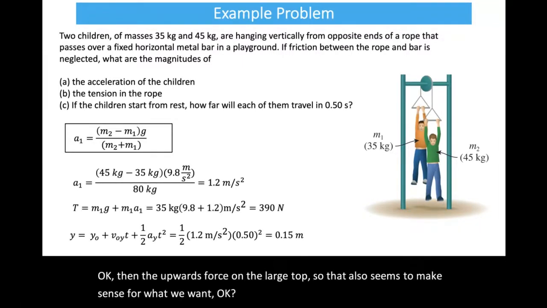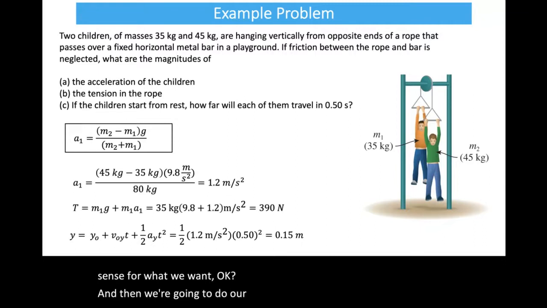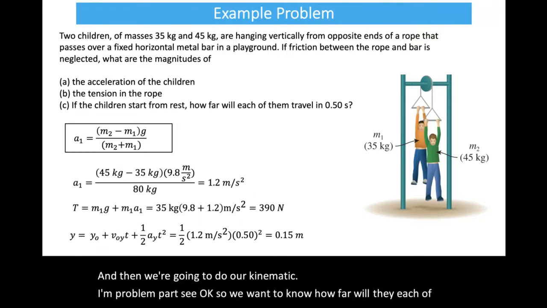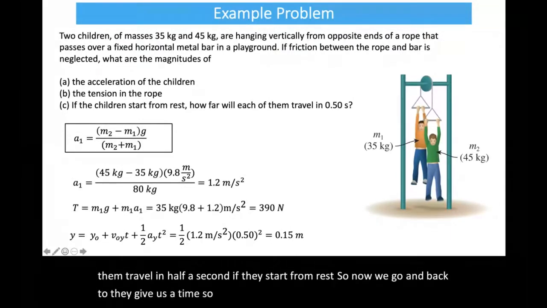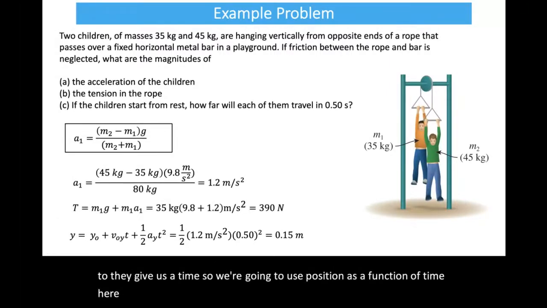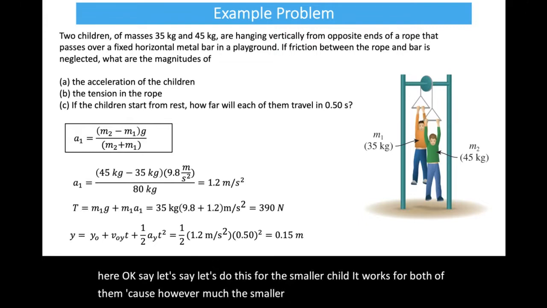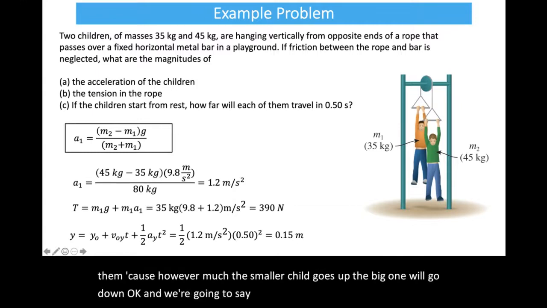And then we're going to do our kinematic problem, part C. So we want to know how far each of them will travel in half a second if they start from rest. So they give us a time, so we're going to use position as a function of time here. Let's do this for the smaller child. It works for both of them because however much the smaller child goes up, the big one will go down. And we're going to say the smaller child starts with position equals 0.